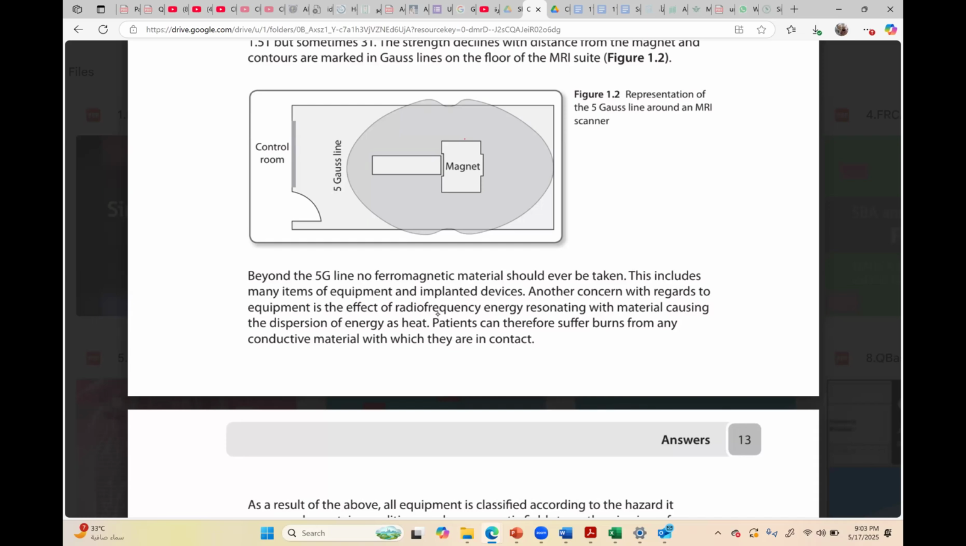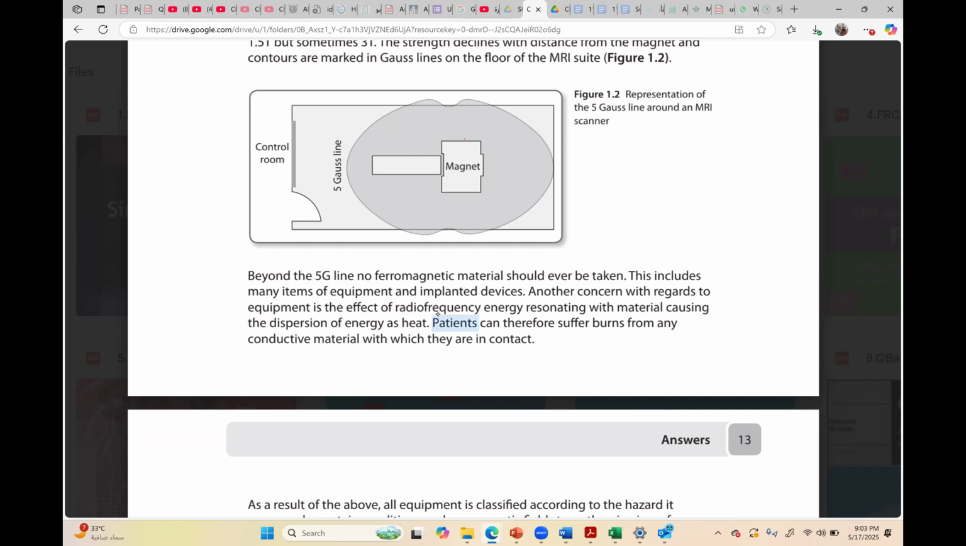Another concern with regard to equipment is the effect of radio frequency energy resonating with material, causing the dispersion of energy as heat. The patient can therefore suffer burns. There are troubleshooting case reports of this, since radio frequency ablation is being used in a number of medical treatments. So that is the point why they can ask you in the viva, or there may be a question on why this burn occurs.